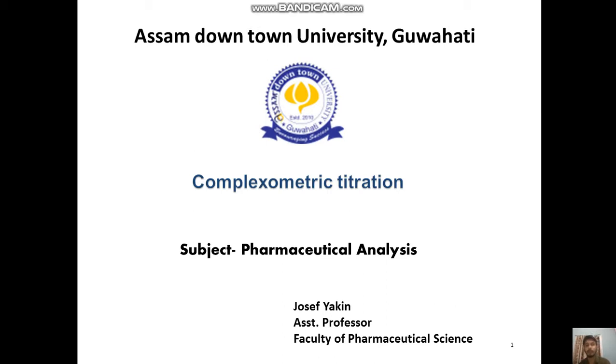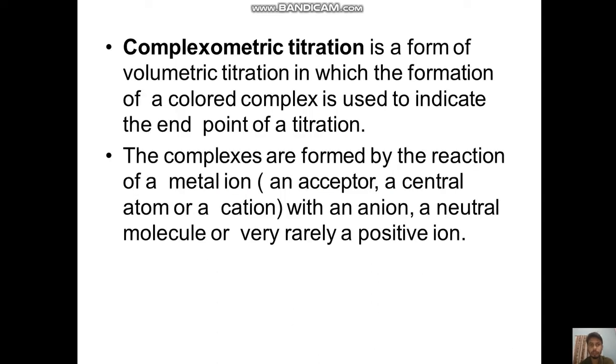So today I am going to discuss one topic, that is complexometric titration. So what is complexometric titration? It is a form of volumetric titration in which the formation of a colored complex occurs, and that indicates the endpoint of titration. The complexes are formed by the reaction of some metal ion, like an acceptor or a central atom or a cation, with an anion, and a neutral molecule or very rarely a positive ion.